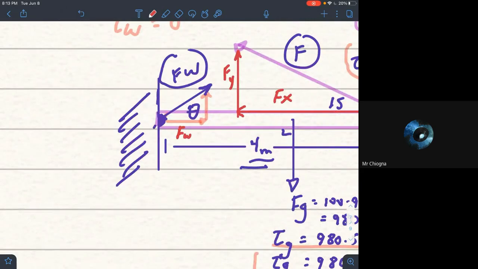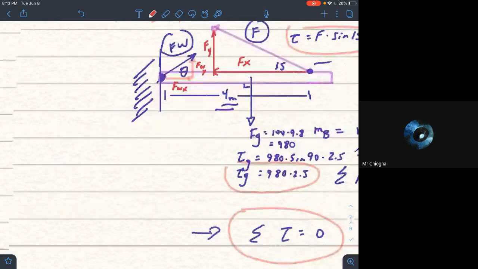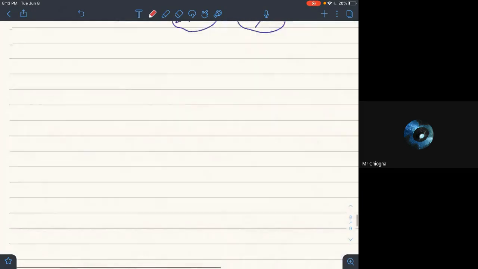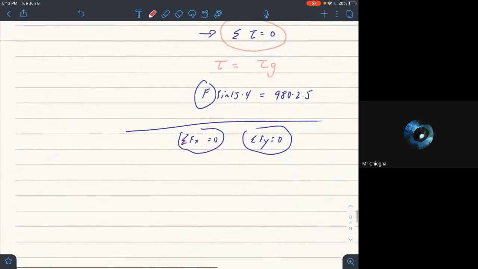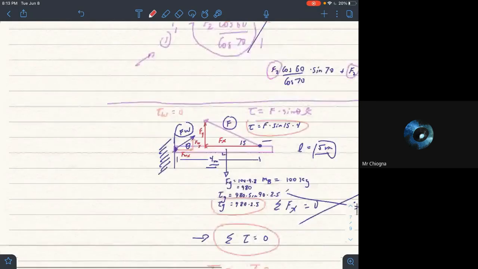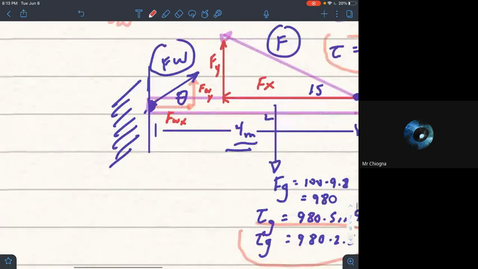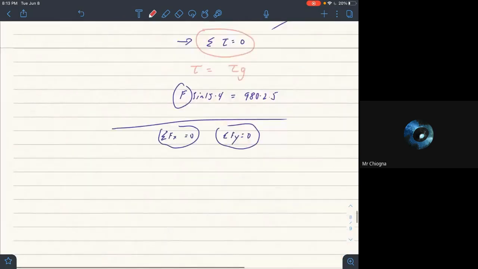FWX, FWY. So balance. What's the FX? Which forces are parallel to the x-axis? FWX and FX. So you have FWX is equal to FX. That's the first thing. Okay, these two forces balance.